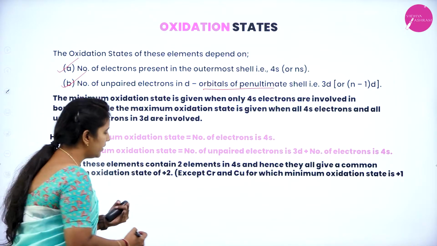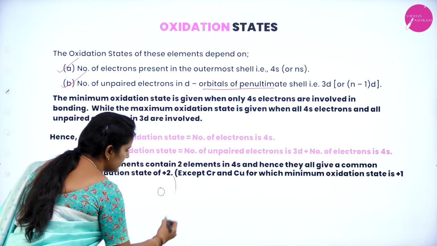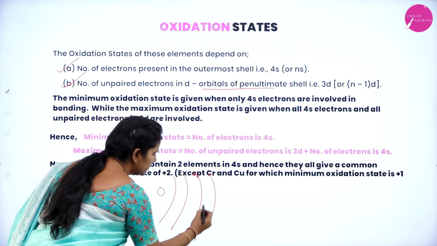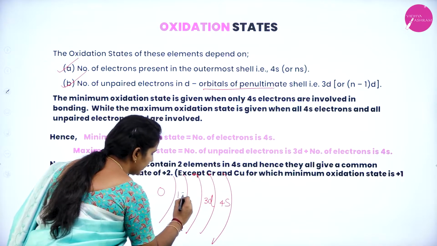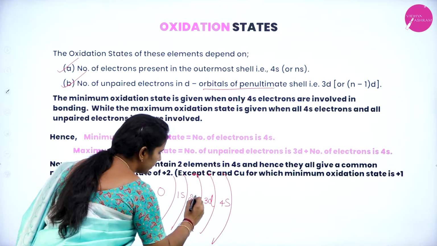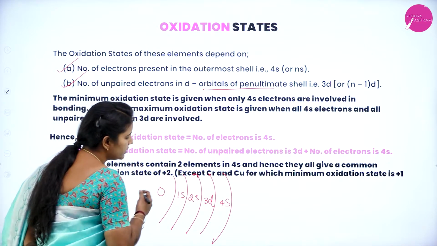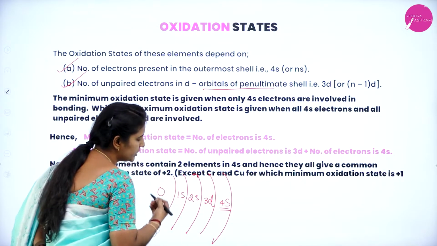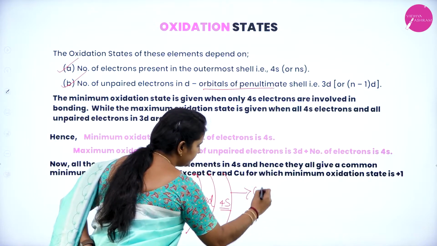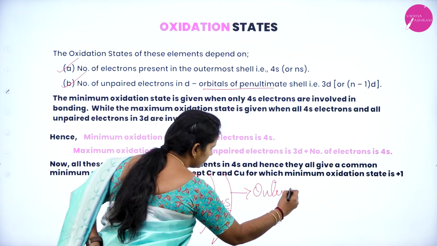Already I have explained that if this is my nucleus, this is my third shell, followed by the fourth shell, and this is 1s and this is 2s. If you see this, you can clearly understand that the fourth shell is nothing but the outermost shell.